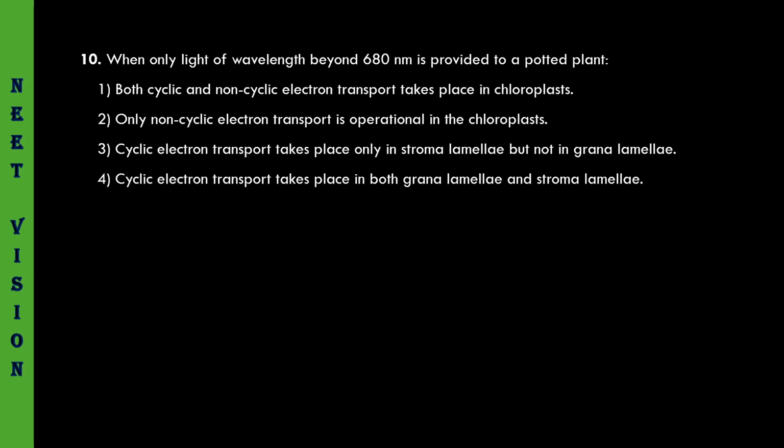Hence, in both grana and stroma thylakoids, cyclic electron transport takes place. Option 3 is also not correct. Cyclic electron transport takes place in both granal and stromal thylakoids. This is true. The fourth option is the correct one. Let us see the answer.